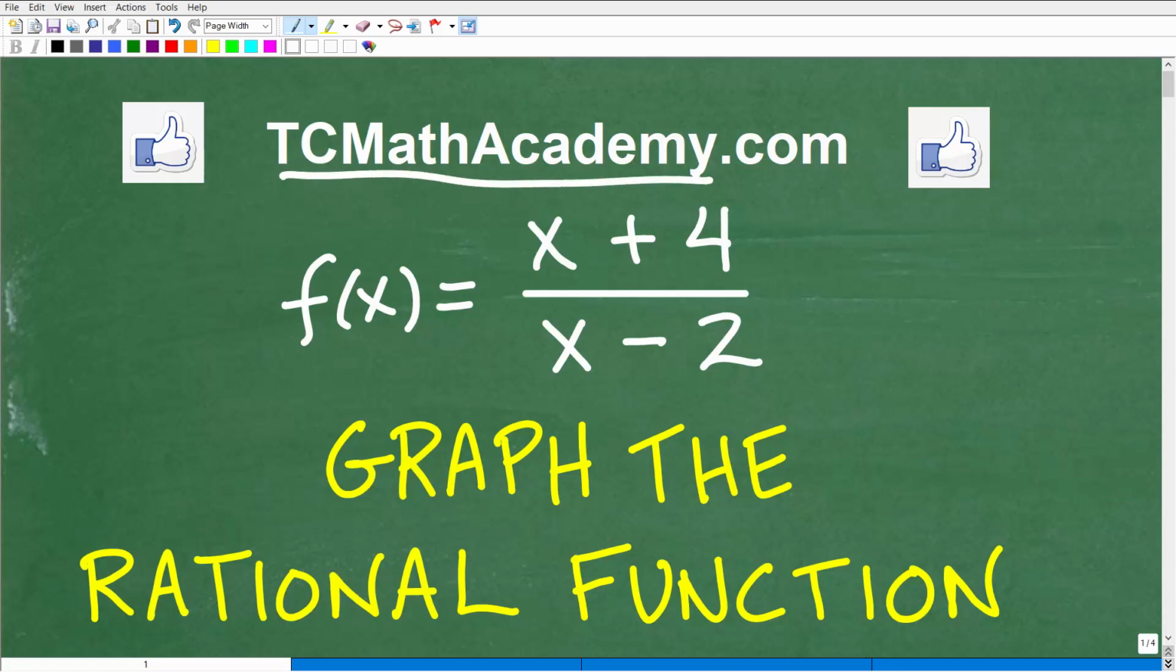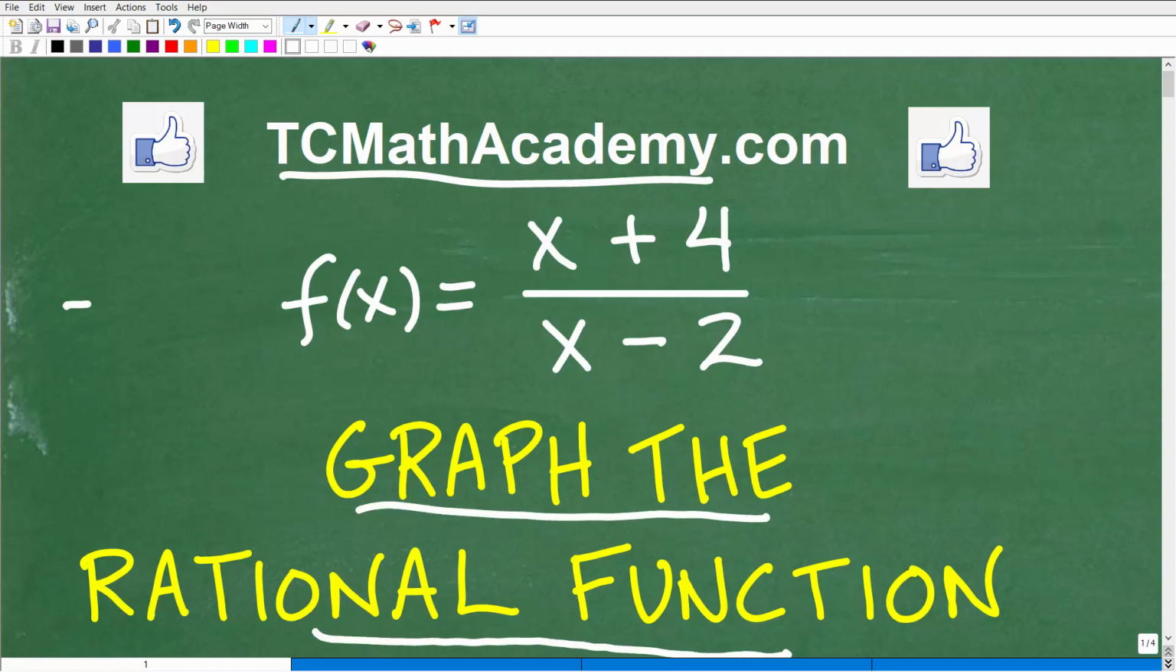And in this particular video, we are going to graph the rational function. So this right here in algebra is referred to as a rational function. Just remember, in mathematics, when you hear this word rational, you can generally think of fractions. For example, the number 2/3 is a fraction, but it's also a rational number. It's a number that can be expressed as a fraction of two integers.